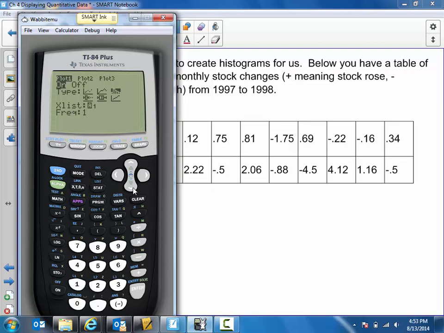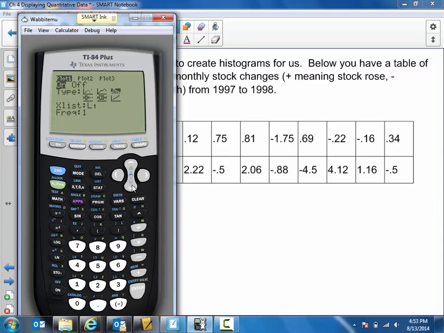The X list is set to L1. That's good. That's where we entered the data already into L1. And the X list refers to which axis will get the quantitative information. Well, histograms display the quantitative data on the horizontal axis and then the counts on the vertical.